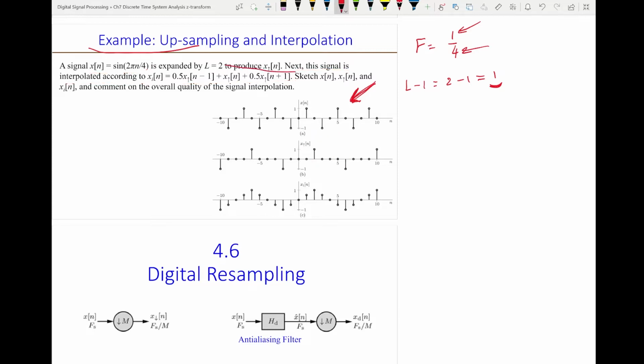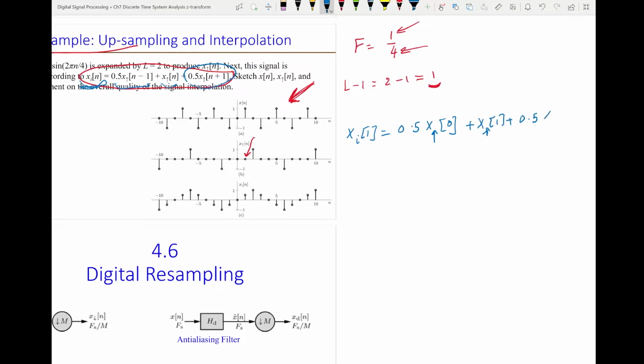Now interpolation using this equation is the following. For example, I want to interpolate this 0 here. So x_i[1] equals 0.5 times x upsampled at 1 minus 1, that's 0. So that's this one, plus the upsampled at 1 plus 1, which is 2.